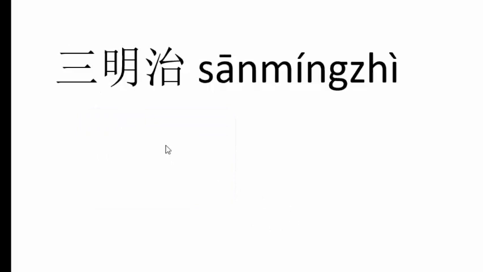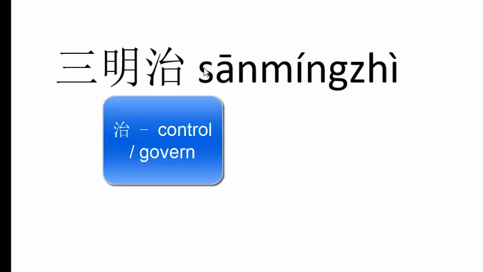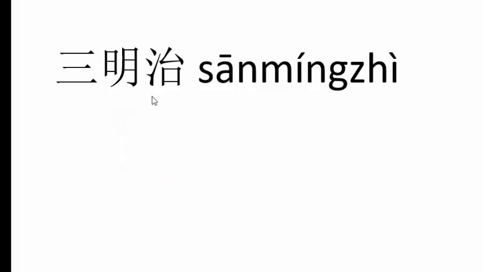三明治. We already know san, and we've seen ming before in bright. 治 is the only character you have to trace, and 治 alone means control or govern. So it has no meaning in 三明治, it's just there for the sound. But it has the water radical because we try and control the water to control flooding.